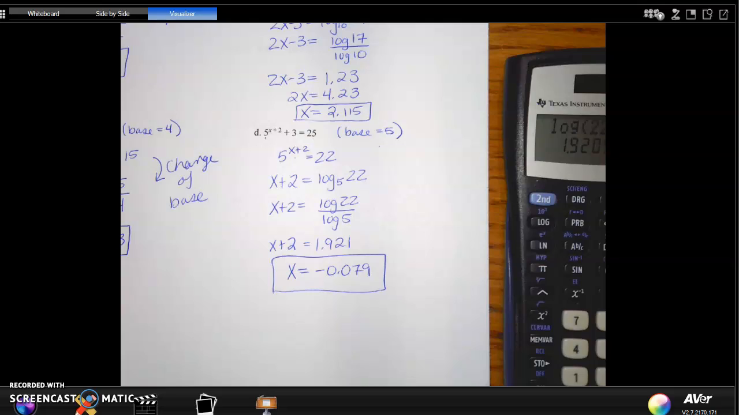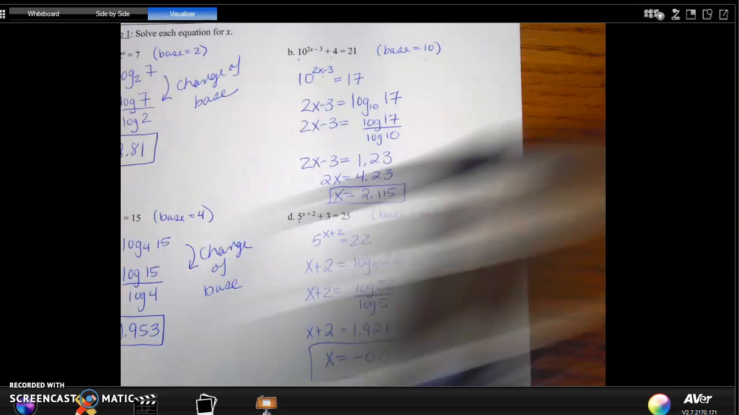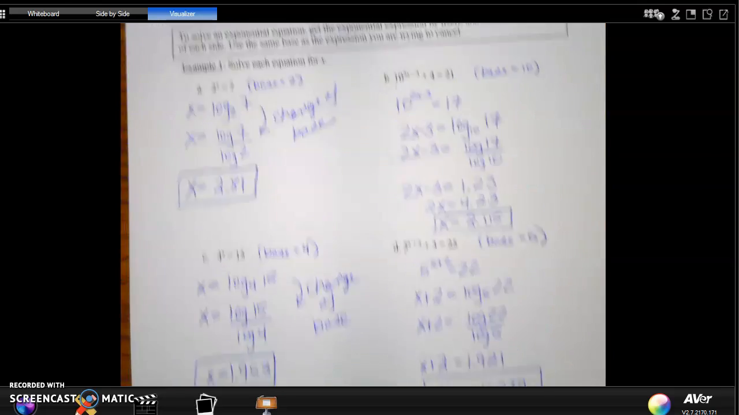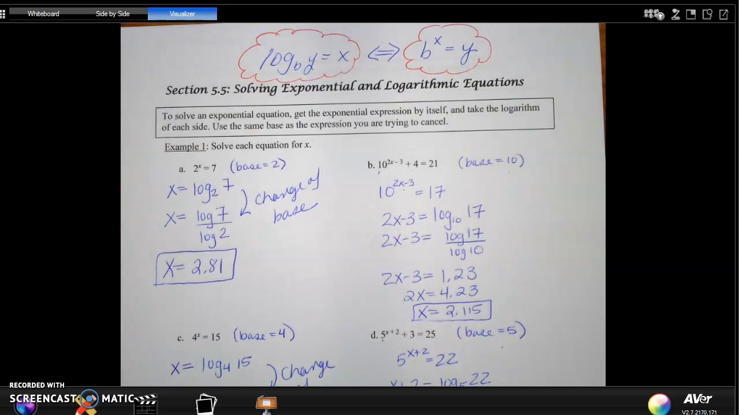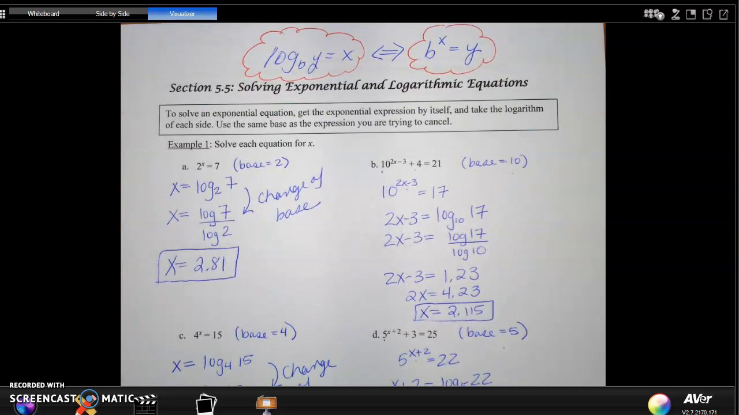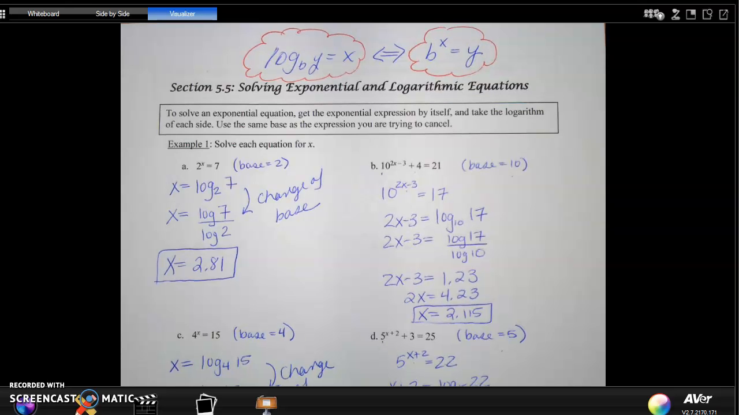You now have a worksheet to work on in Canvas that has 10 problems on it. I urge you to give that a try before Wednesday. I will also post an answer key for that as well, so you can take a look at that. And then Wednesday I'm going to show you how to solve exponential equations in a different way. It's a little bit of a different type of technique that we're going to do for those types of problems.